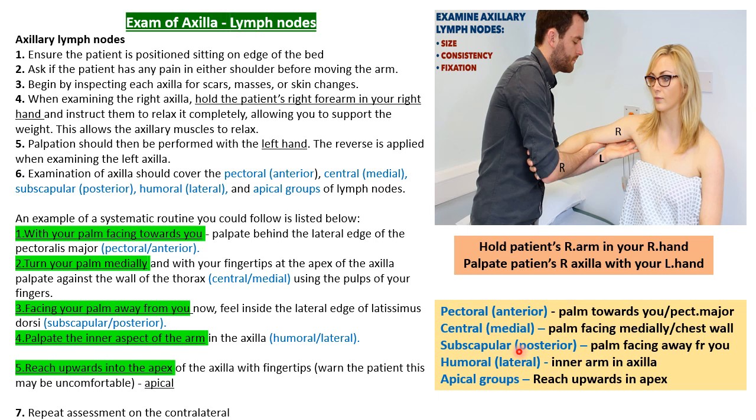The subscapular or posterior group of lymph nodes is examined with the palm facing away from you, so you are feeling the subscapular area there. The humeral, or lateral group of lymph nodes, is present in the inner arm within the axilla. That's the lateral part here. And for the apical group, you reach upwards to the apex of the axilla. The description here tells you how to examine the five groups of lymph nodes in the axilla. Once this is completed, if you notice a lump, you must describe the size, consistency, and fixation. These are very important. Then you have to do the same for the opposite, or contralateral, axilla.